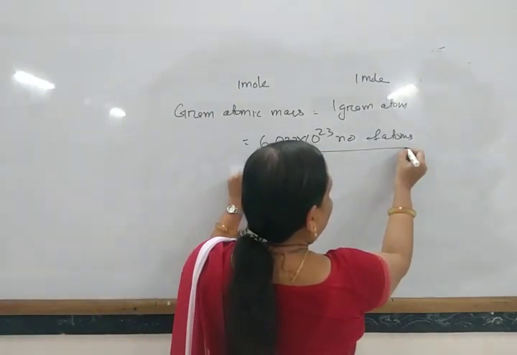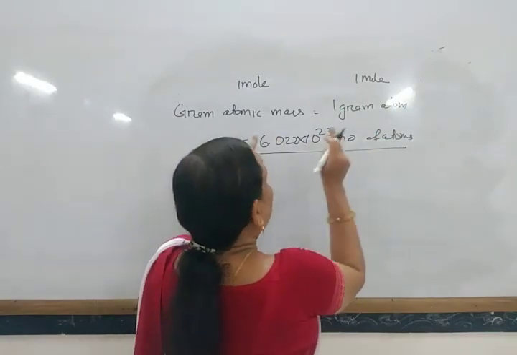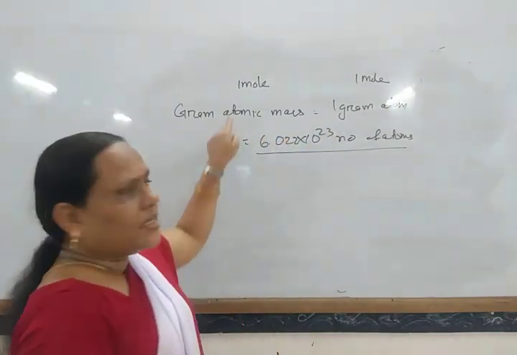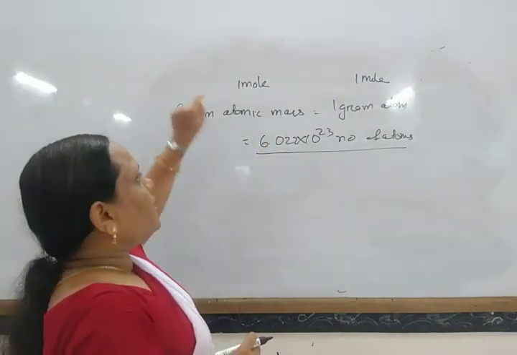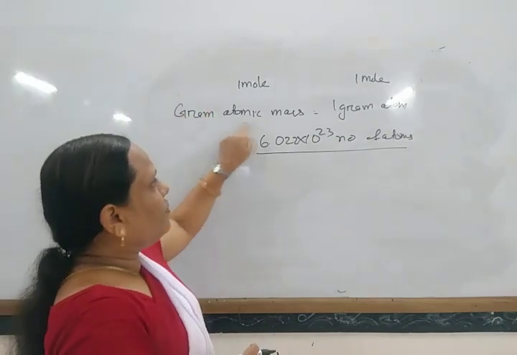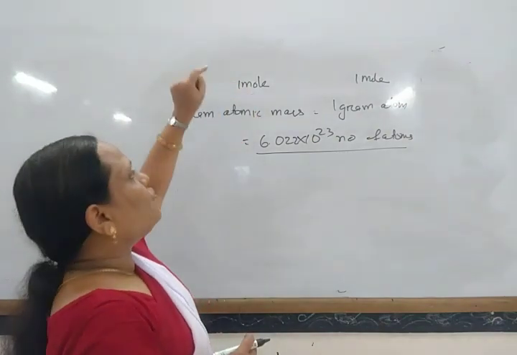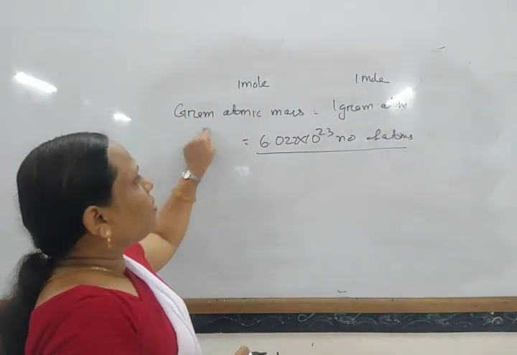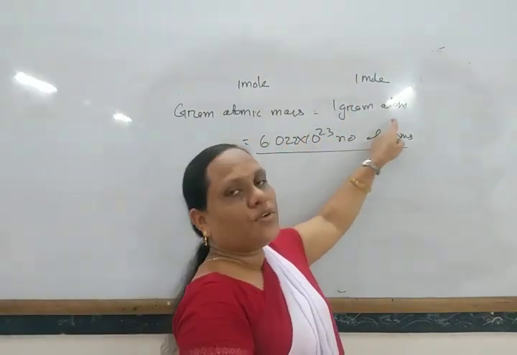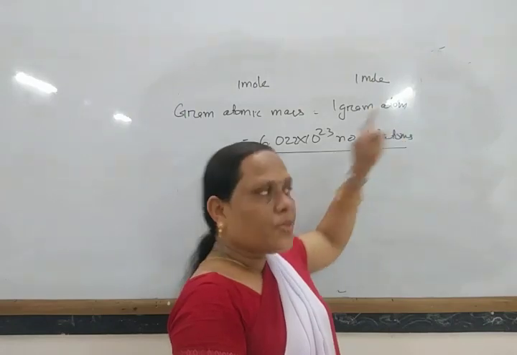6.02 × 10^23 atoms: what is their weight? That weight is called gram atomic mass, and this number is known as your mole. So this is the weight of 1 mole of atoms. Hence, 1 mole is also known as gram atomic mass, or 1 gram atom.